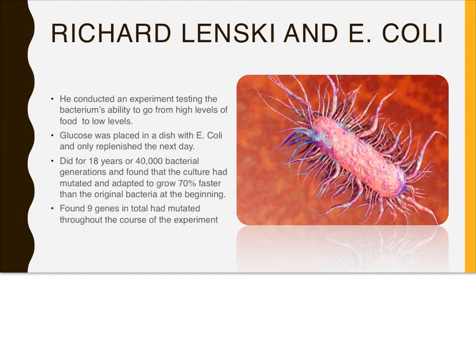The first experiment was conducted by Richard Lenski and his work with E. coli. He conducted an experiment testing the bacterium's ability to go from high levels of food to low levels. Glucose was placed in a dish with E. coli and only replenished the next day. He did this for 18 years, or 40,000 bacterial generations, and found that the culture had mutated and adapted to grow 70% faster than the original bacteria at the beginning of the experiment. Throughout the experiment, they found 9 genes in total that had mutated.